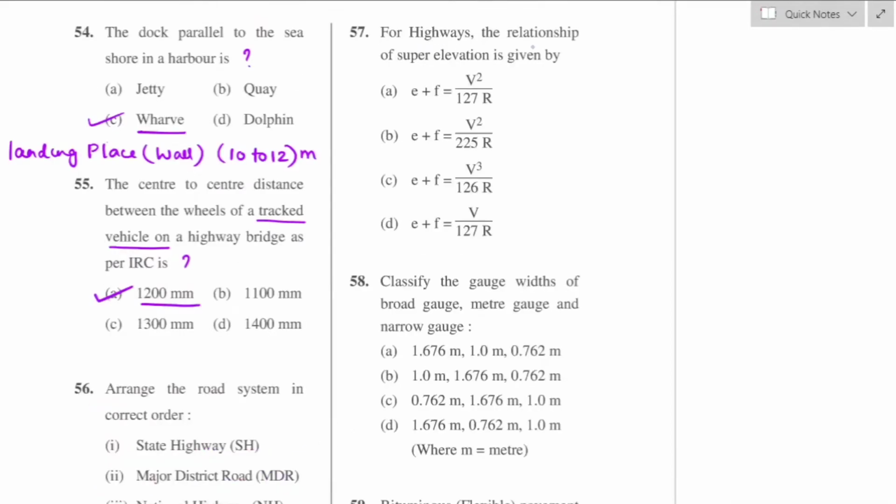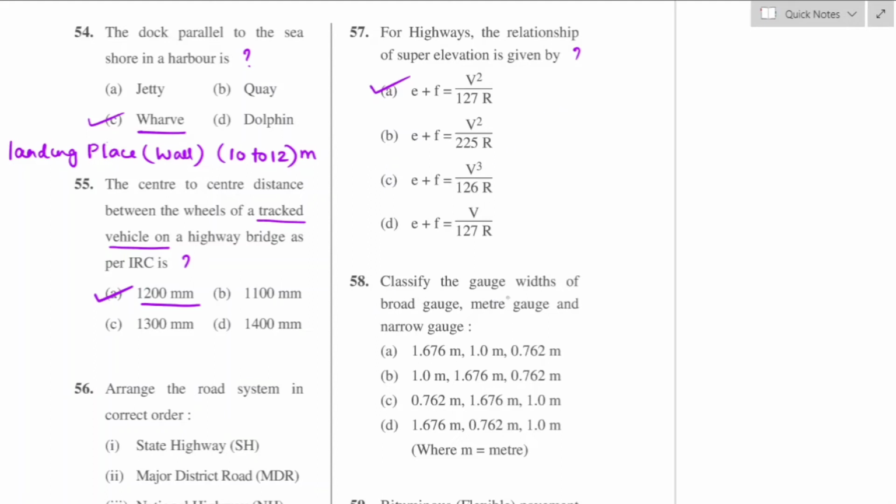Question number 57. For highways, the relationship of super elevation is given by. As per IRC, super elevation plus coefficient of lateral friction is equal to V squared divided by 127R. Option A is the right answer, where e is the rate of super elevation, f is the coefficient of friction, V is the speed of the vehicle, R is the radius of the horizontal curve.